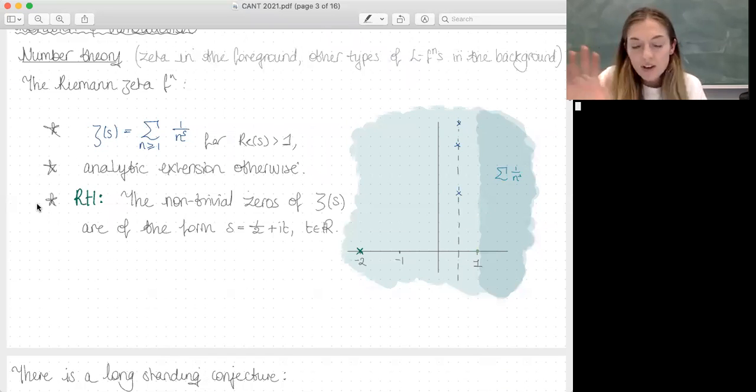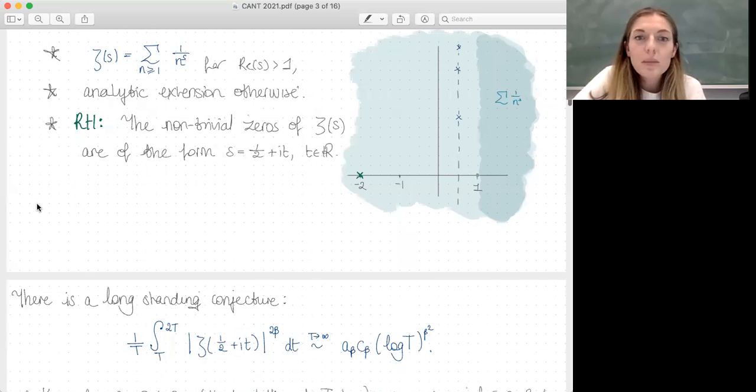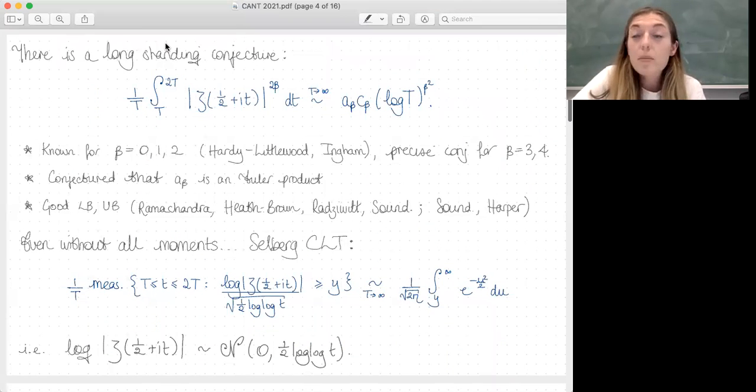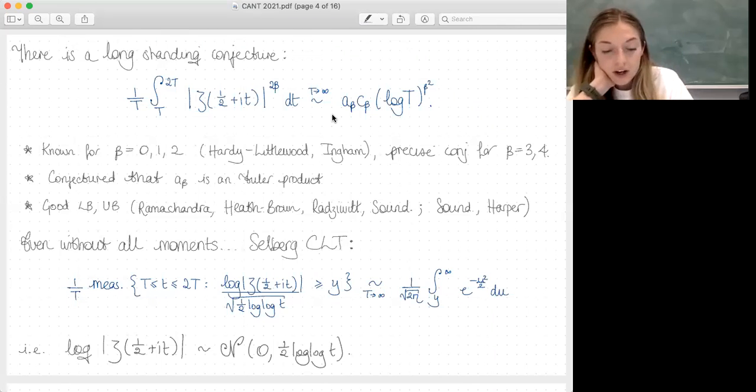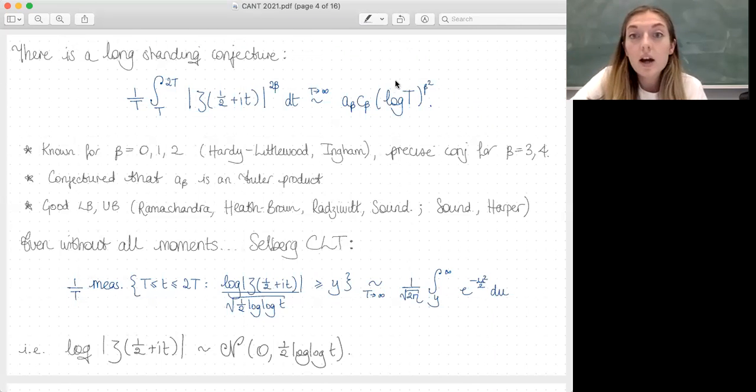So there are many very interesting avenues one could pursue, but let me focus our attention on the moments. There's a very long-standing conjecture which says that zeta on its critical line, these are the 2 beta moments. Here the moment parameter is 2 beta. The conjecture says that this should grow logarithmically in the height T, where (log T)^(beta squared) should be the leading order behavior.